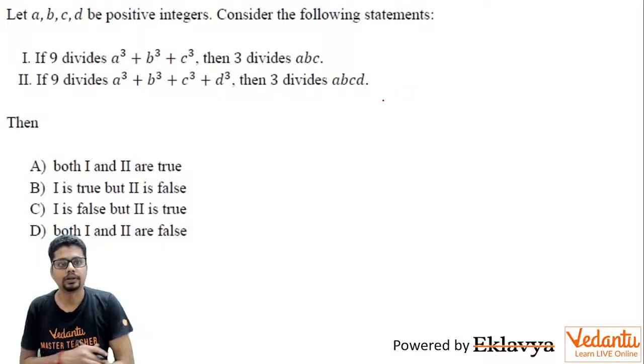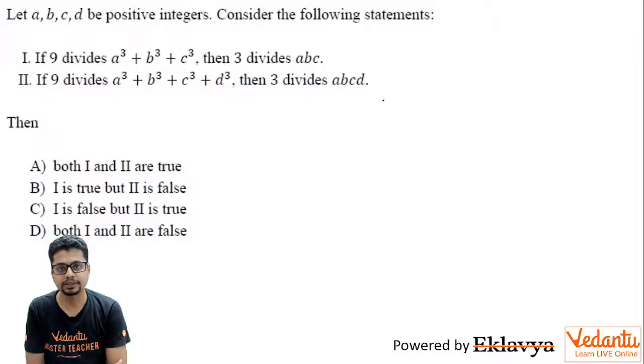Hi everyone. The question is, let a, b, c, d be positive integers. Consider the following statements. Statement 1: If 9 divides a cube plus b cube plus c cube, then 3 divides abc. Statement 2: If 9 divides a cube plus b cube plus c cube plus d cube, then 3 divides abcd. Then there are 4 options regarding whether statement 1 and statement 2 are true or false.